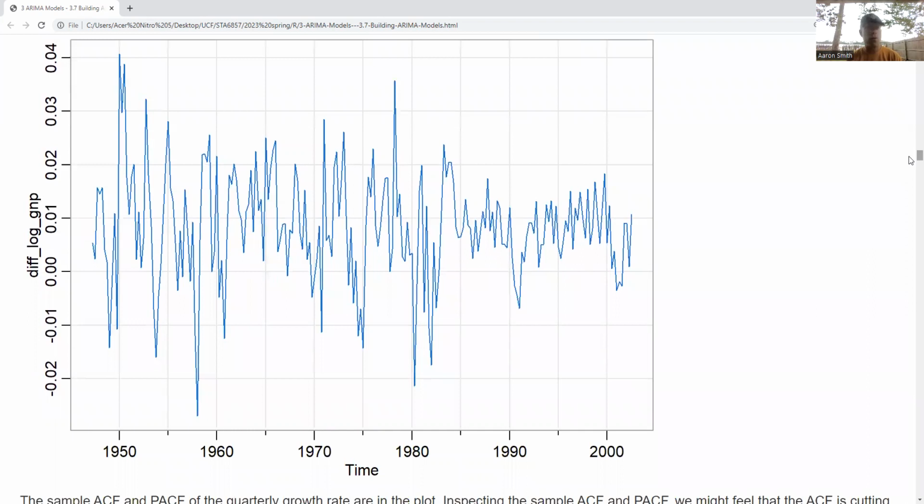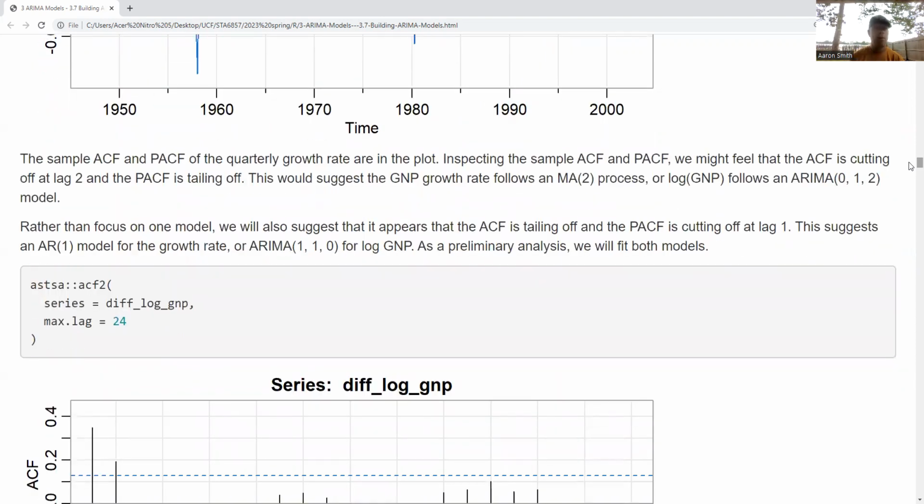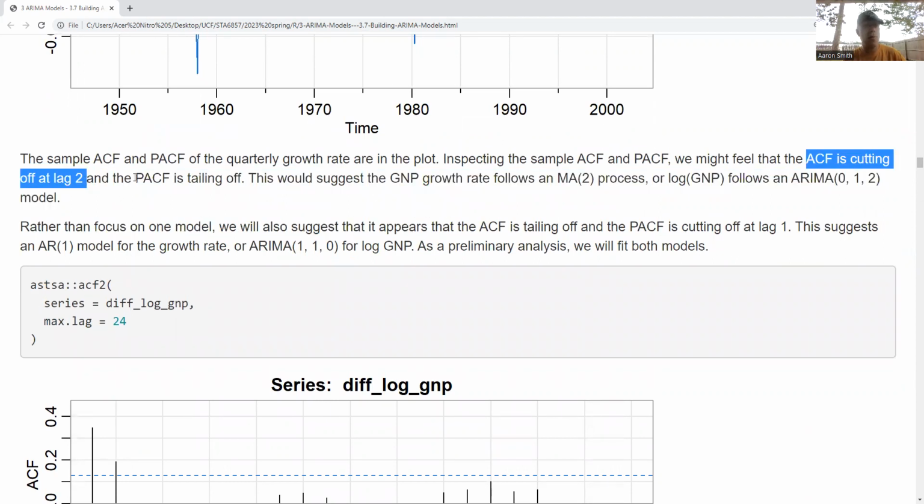All right, and so this looks relatively stable in mean and variance. There might be more variability on the left considering how tight this is, but let's go ahead and proceed. Looking at this, we might conclude that the ACF is cutting off at lag 2 and the partial autocorrelation is tailing off. This would suggest we go with a moving average 2 model, or we could say that log of GNP follows an ARIMA(0,1,2) model.